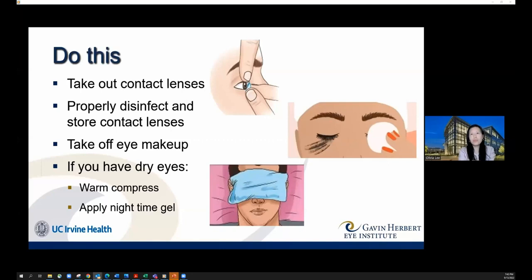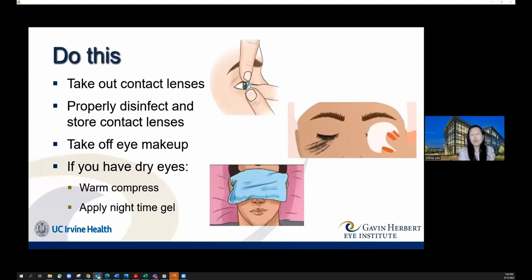Please remove your eye makeup. And definitely, especially if you are one of these people who likes to put eyeliner on the lid margin, they call it tight lining, please make sure you wash that off so that you don't trap makeup on the oil glands that produce part of your tears.